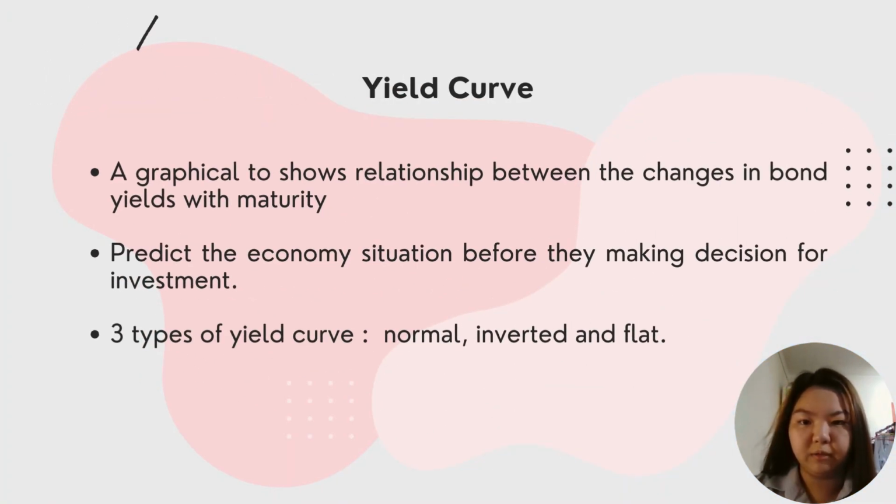The independent variable shown in this slide is the yield curve. A yield curve is a graphic that shows the relationship between the change in bond yield and maturity. Based on Adam Hayes, investors use the yield curve to predict the economic situation before making investment decisions. There are three types of yield curve, which are normal, inverted, and flat.